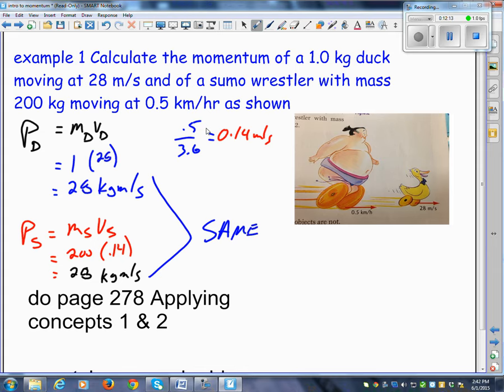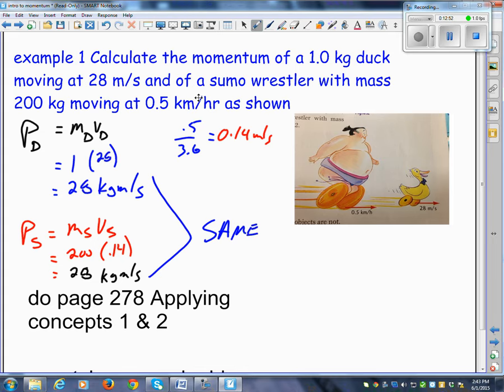Because I want you to understand that a 200 kilogram sumo wrestler, who's not a particularly large sumo wrestler, right? But if he's running at half a kilometer an hour, which really isn't very fast at all, right? He's just sort of strolling down the street. If he runs into you, well, that's going to feel the same as a 1 kilogram duck moving at 28 meters per second, which is what? Actually, how fast? 28 meters per second is times 3.6.